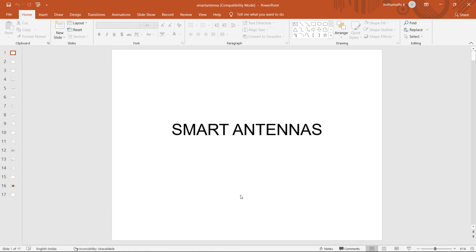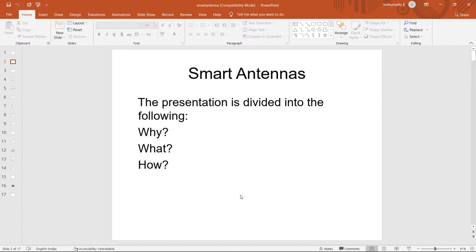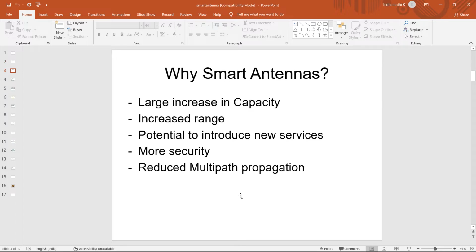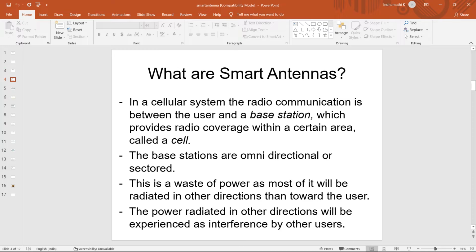Antennas. Smart antennas means the most efficient antennas to reduce the losses. And in this video we are going to see why we need smart antennas, what smart antennas are, and how smart antennas work. So why smart antennas first? To largely increase the capacity and to increase the range, we are using smart antennas. It has the potential to introduce new services, and it has more security and reduced multipath propagation.